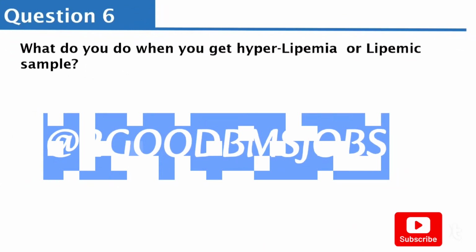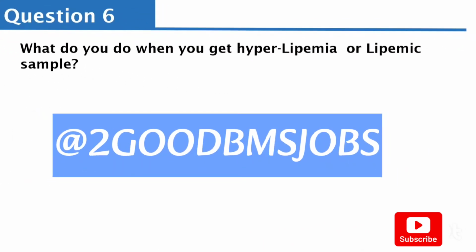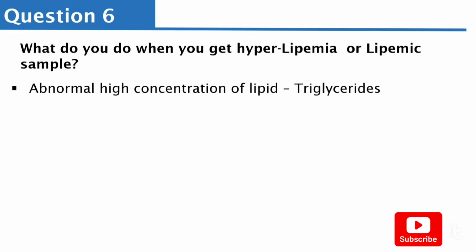Question number 6. What do you do when you get a hyperlipemic or lipemic sample? Obviously, hyperlipemia means there's an abnormally high concentration of lipids such as triglycerides. When there's that abnormally high concentration of lipid, it is going to affect the result. Yes, it will affect the result. So what are you going to do?